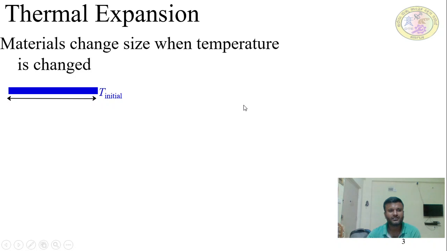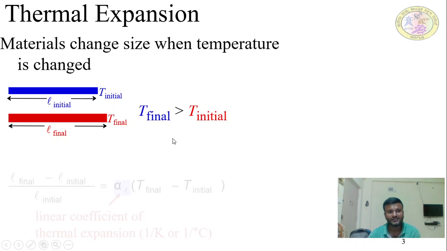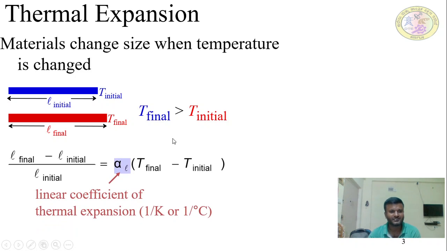This is a bar of length L subjected to a normal temperature, T initial. Over a period of time, it expands to L final, because the temperature is higher. When T final is greater than T initial, how will it change in length?